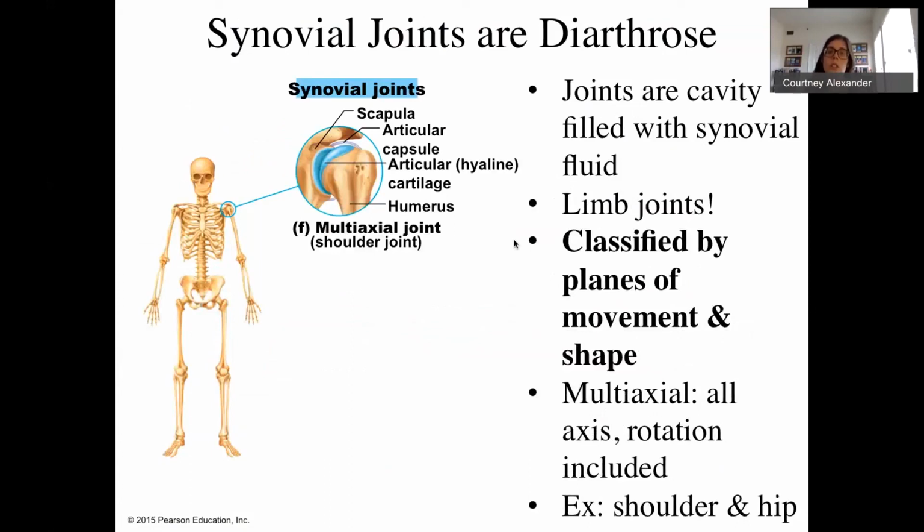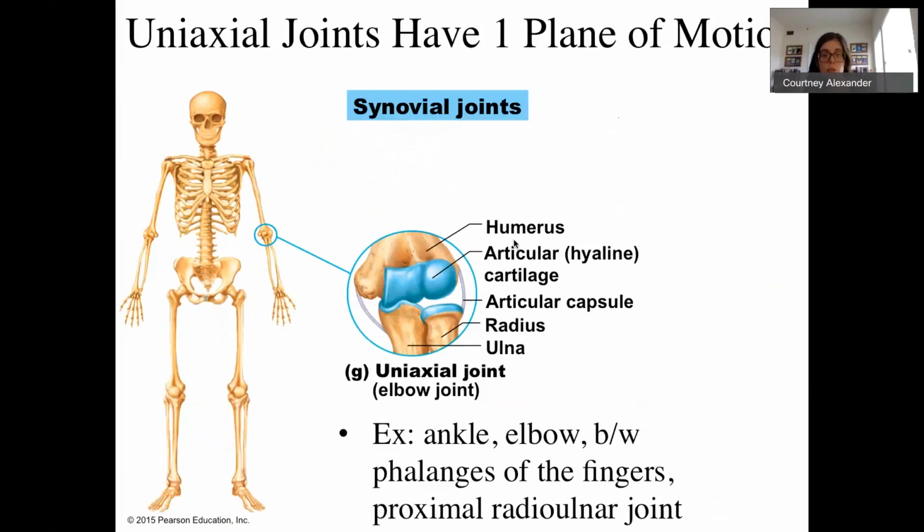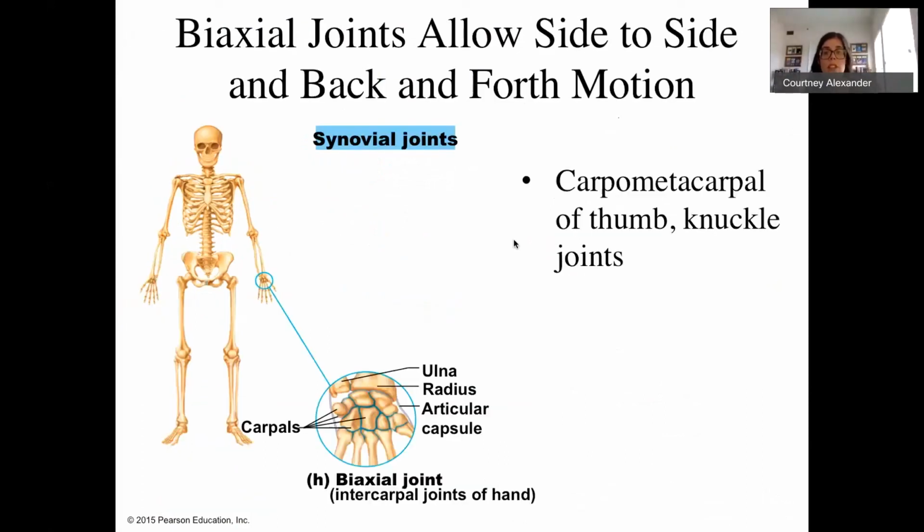And our synovial joints, we can classify the subtypes by plane of movement, whether it is multi-axial, like in our shoulder and our hip, it can move in all directions; biaxial, 2 motions; uniaxial, 1 movement. So uniaxial joints have 1 plane of motion. You want to think of things like your ankles, your elbows. Your elbow is the classic example, right? It goes only in this direction. Biaxial joints have 2 directions. So our knuckle joints, you can move your finger this way and you can move it that way, 2 directions.